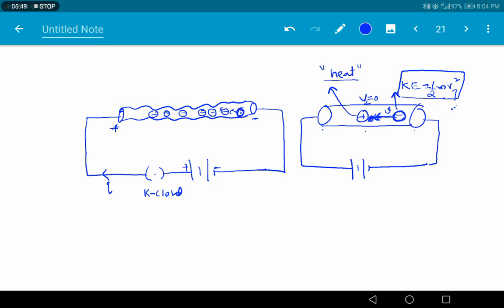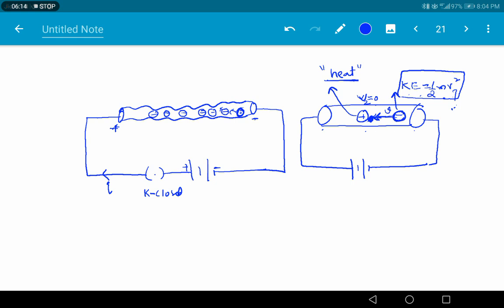So once it participates in collision with the ions of the atom, its speed becomes zero, so the kinetic energy appears in the form of heat energy. So this is the reason why a conductor will become heated due to passage of the current.